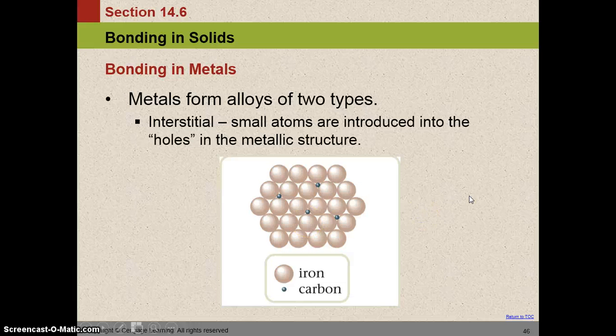That's going to conclude the bonding in solids and bonding in metals for chapter 14. So we're finished with this chapter, ready to review for the test.